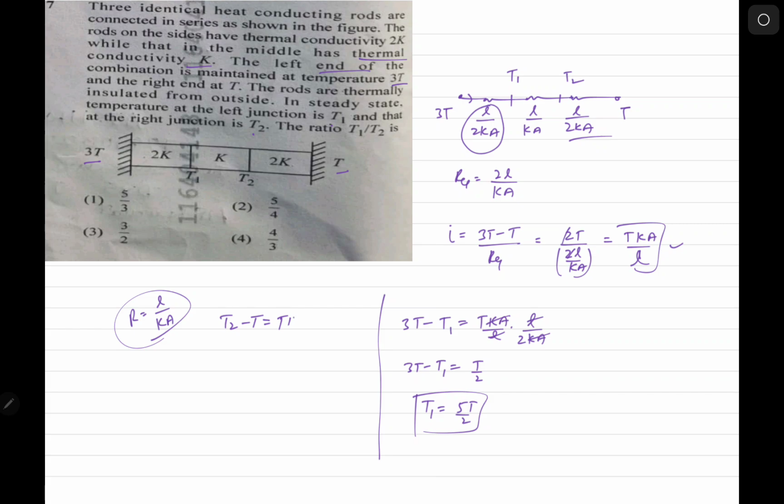Now the next, you can take the last resistor, so T2 minus T equals TKA by L into the resistance L by 2Ka. Again we will get T by 2, so T2 is equal to T by 2 plus 3T by 2. So this is T1, this is T2. Now you take the ratio, T1 by T2 is 5 by 3. So that's it, option 1 is the answer. Move to the next question.